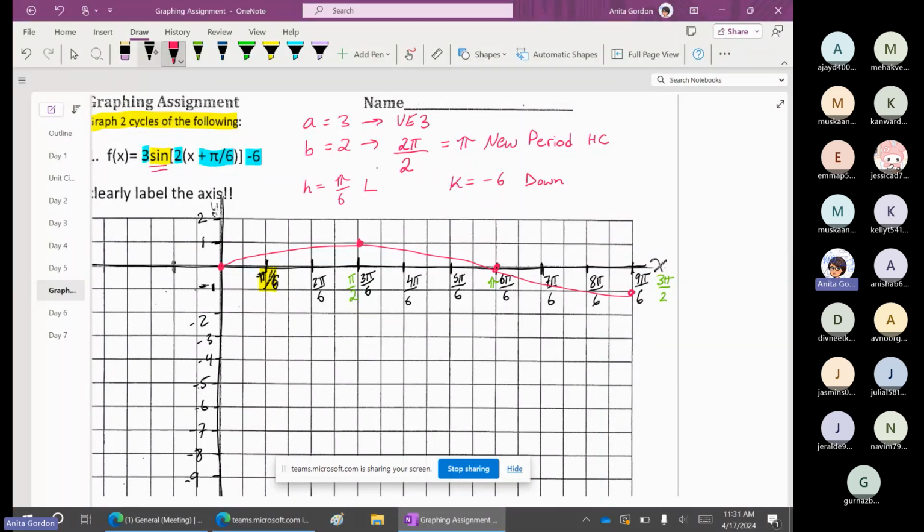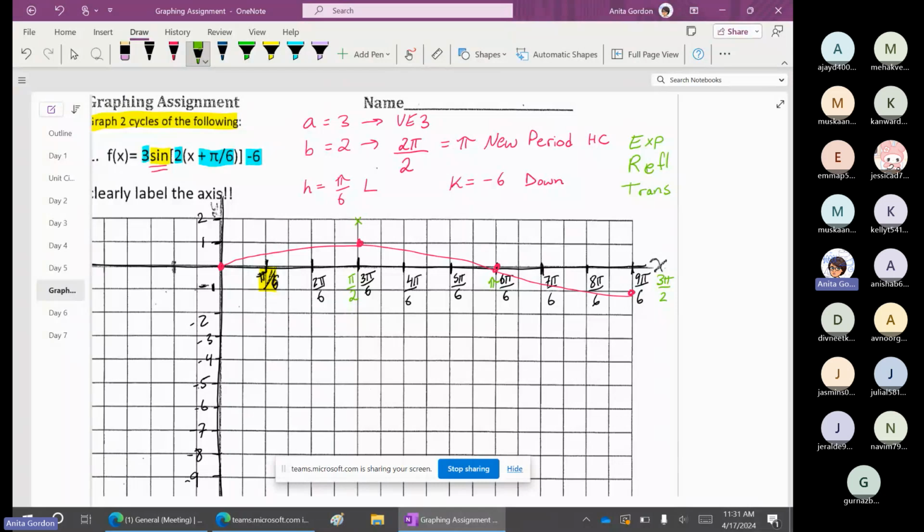When we learn transformations in Unit 1, we remember that we do them in order of ERT. We do expansions, we do reflections, and then we do translations. So stretch it, reflect it, and then move left, right, up, or down. So let's start with our A. Our A is a vertical expansion by 3. So the zeros don't change, but our highs and lows change. So rather than being at a high of 1, I'm going to be now at a high of 3.